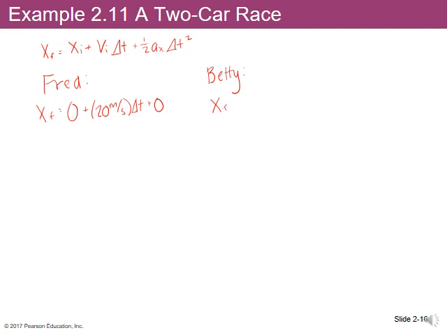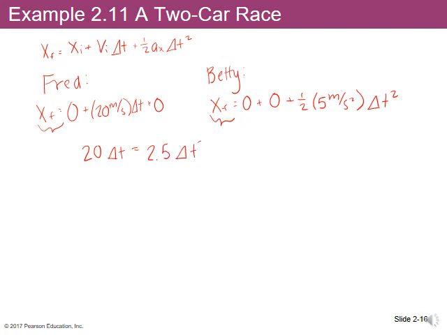For Betty, she also starts at a position of 0. She has 0 initial velocity, so the second term is 0. But she has an acceleration of 5 meters per second squared, so it equals 1/2 a times delta t squared. Now this and this have to be equal to each other if they end up at the same place. So we can rewrite that as a mathematical equation. 20 delta t for Fred equals 1/2 of 5, which is 2.5, times delta t squared.